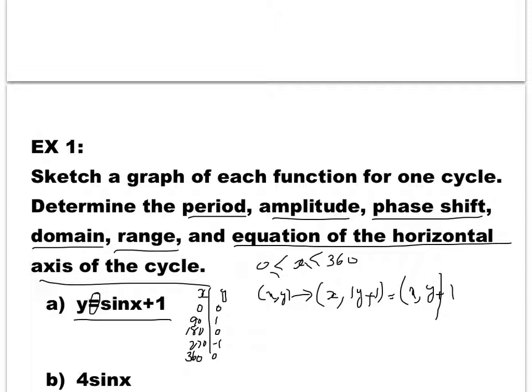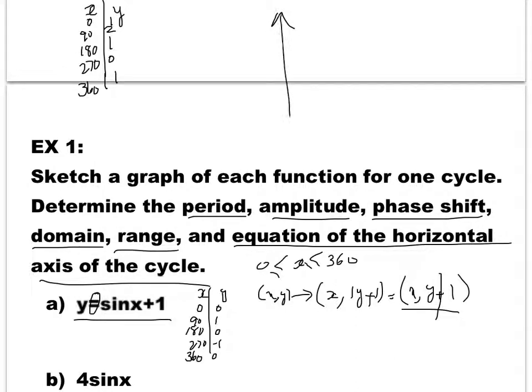This means that this table of values is going to be transformed by changing only the y coordinate. And how do you change it? You just add 1 to it. So the new table of values for this function becomes x, y. Again, because of the mapping rule, x is not changed. So it stays at 0, 90, 180, 270, and 360. But the y values are going to be incremented by 1. So it's going to be 1, 2, 1, 0, and 1.